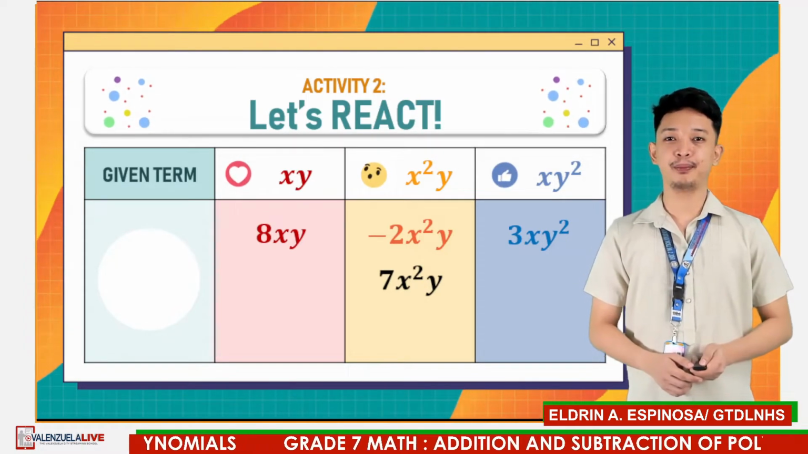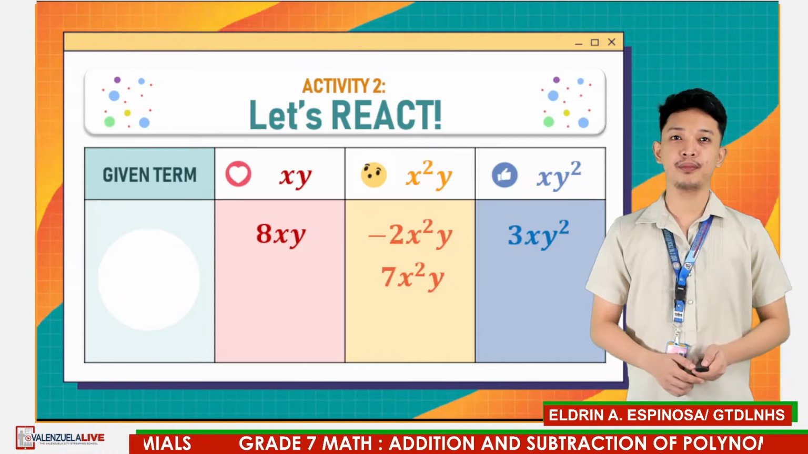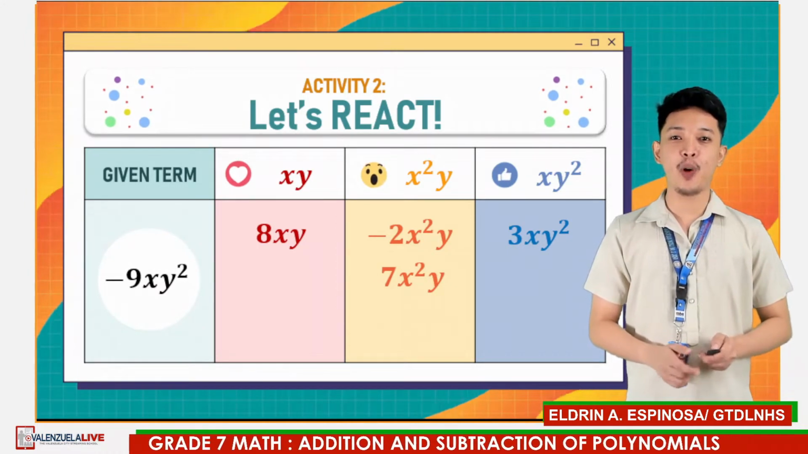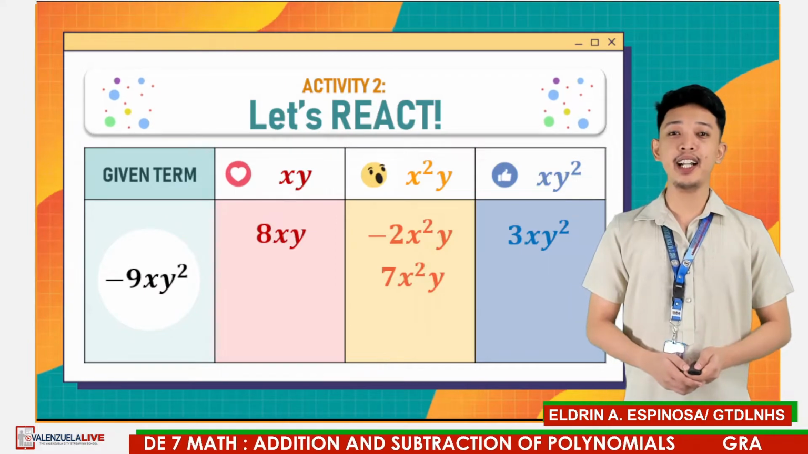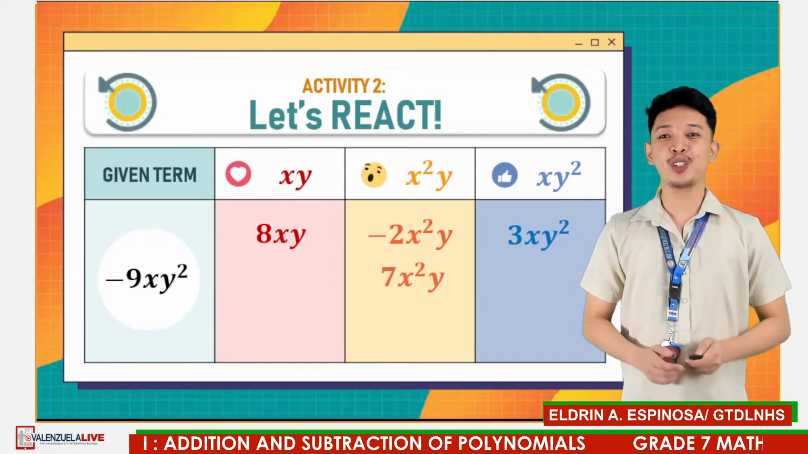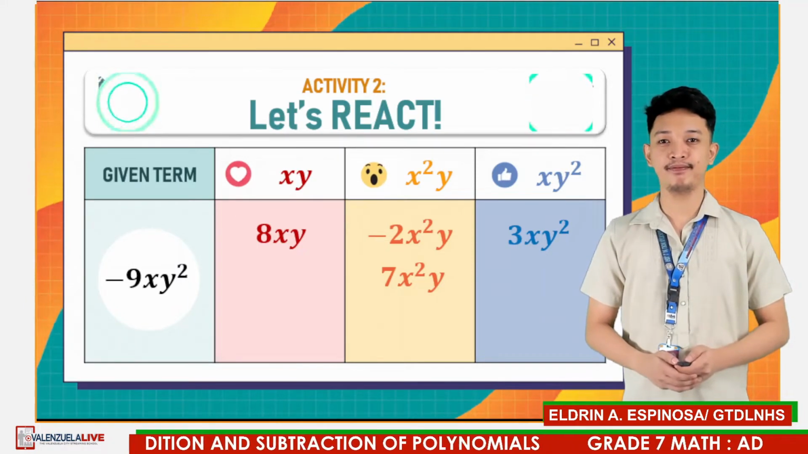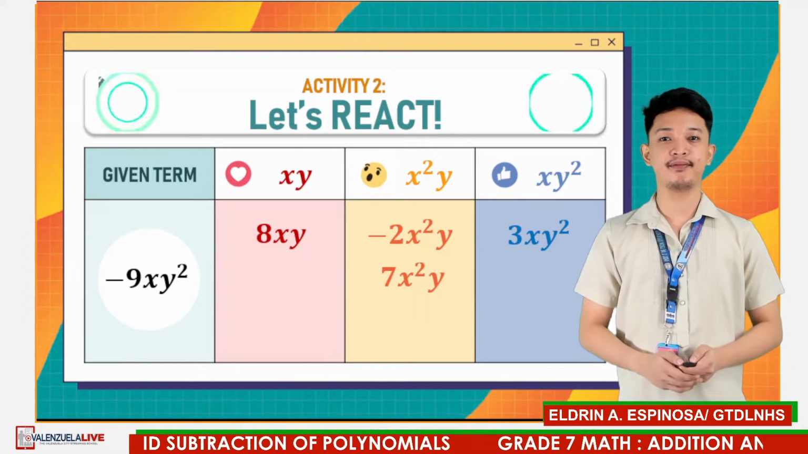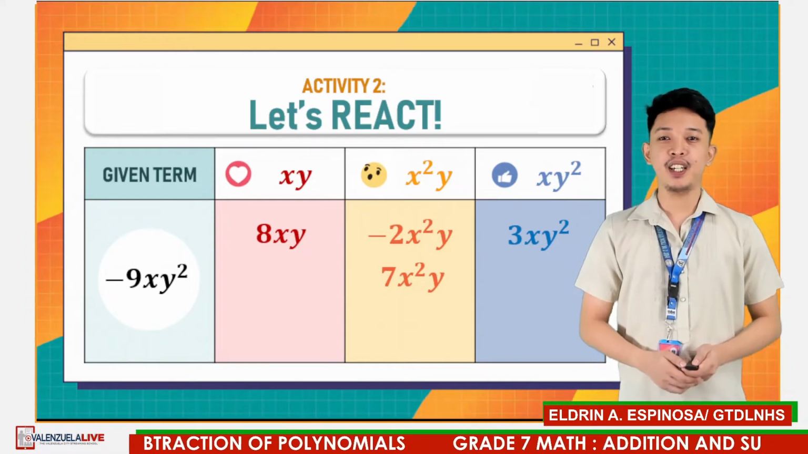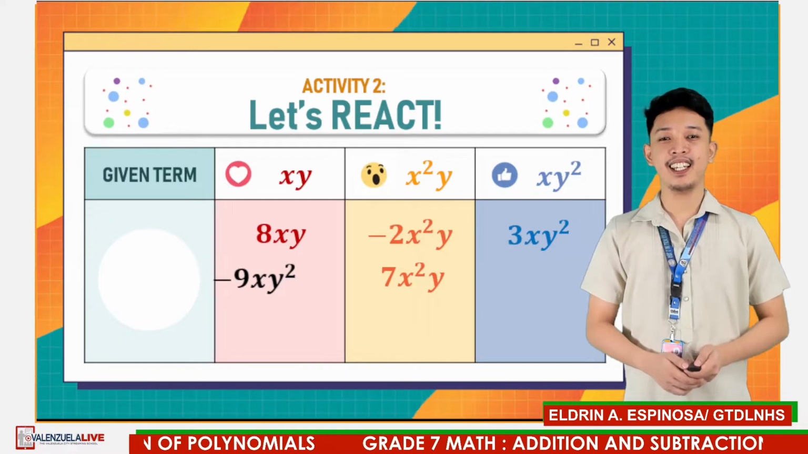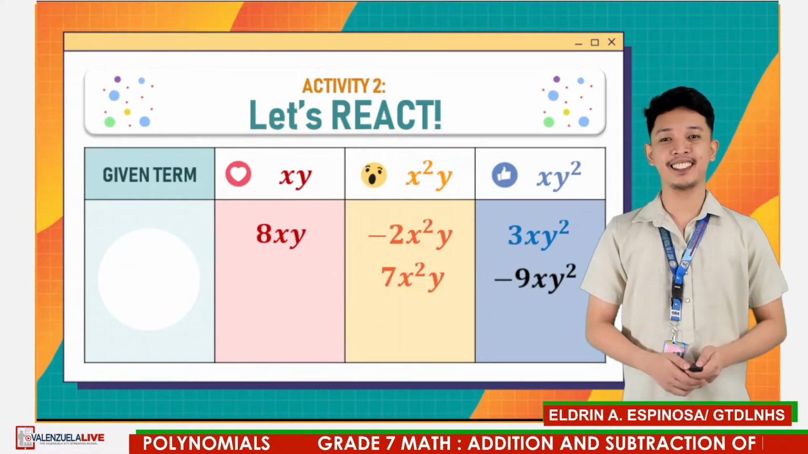Next term, negative 9xy squared. Is it heart, wow, or like? Let's react. Go! If your answer is like, then you are correct.